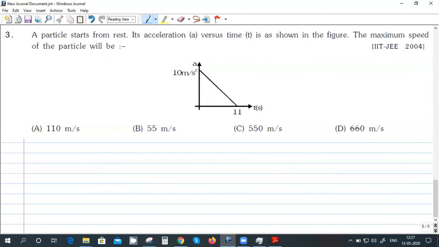Just tell me the general procedure. Don't write anything, just tell me the steps. We have the area under the graph, right? Maximum speed. Okay, fine. Try to do it that way.